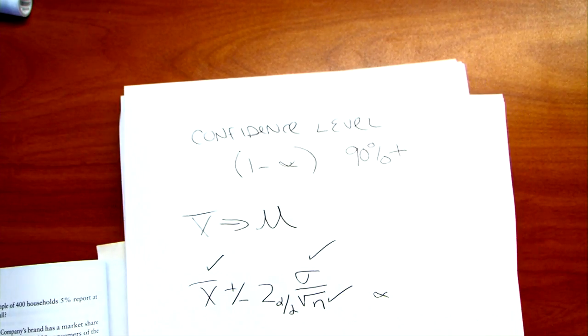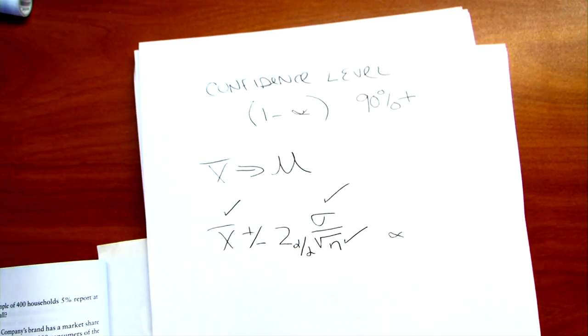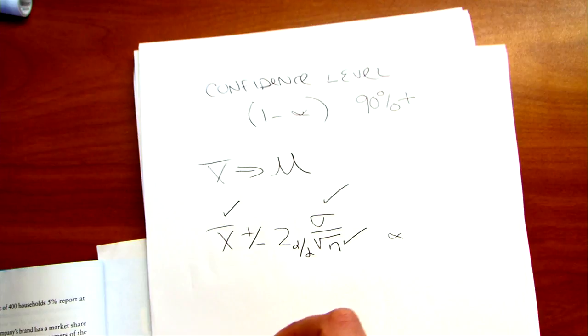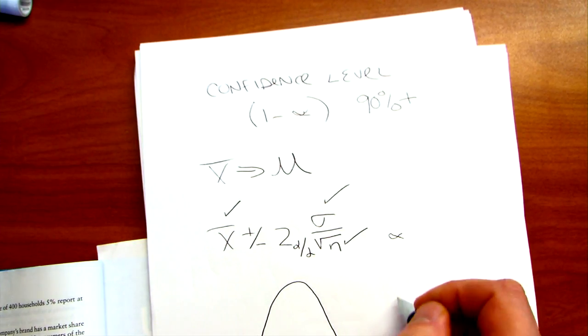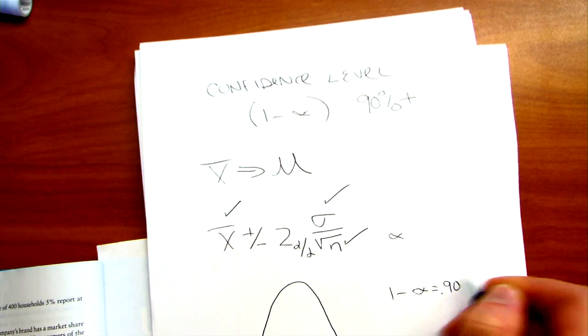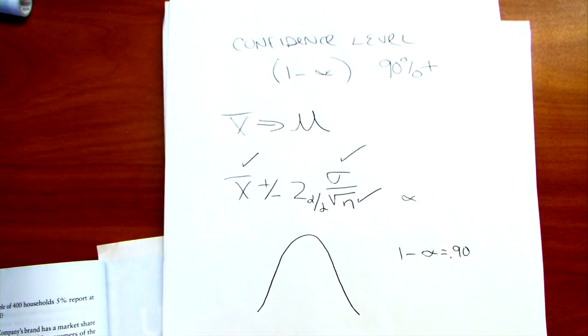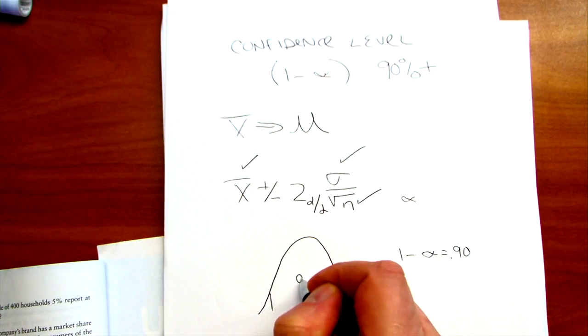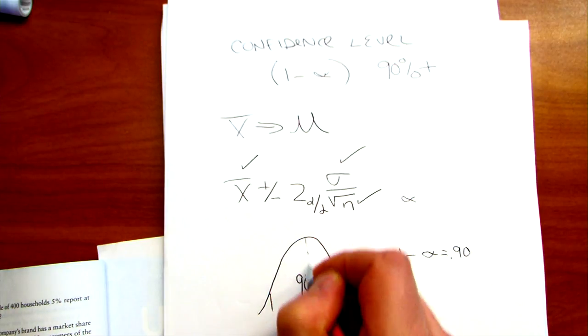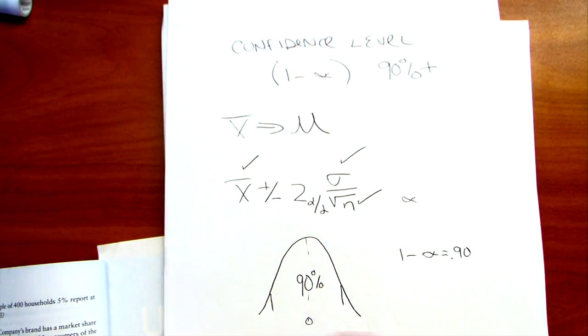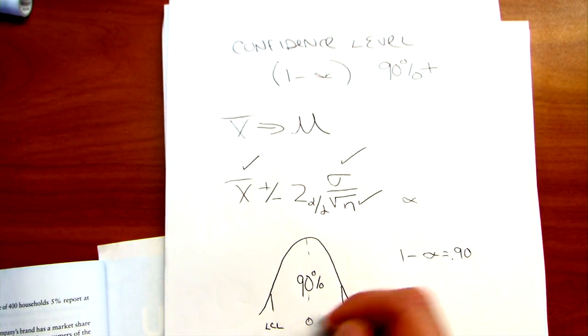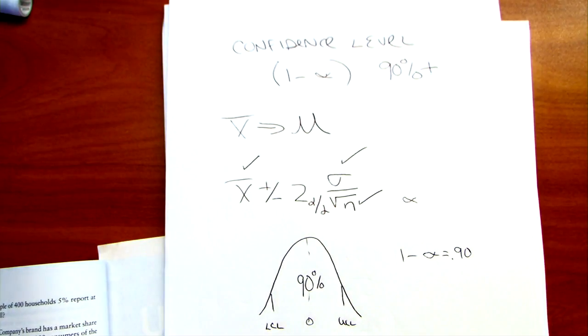So let's get back to this Z sub alpha divided by 2. Here's where this comes from. Think about confidence level. The confidence level is 1 minus alpha, and I said the minimum confidence level I'm willing to accept is 90%. So 1 minus alpha is 90%. That's the confidence level, yes? I want to be 90% confident that my true population parameter is in this range, between the LCL and the UCL.